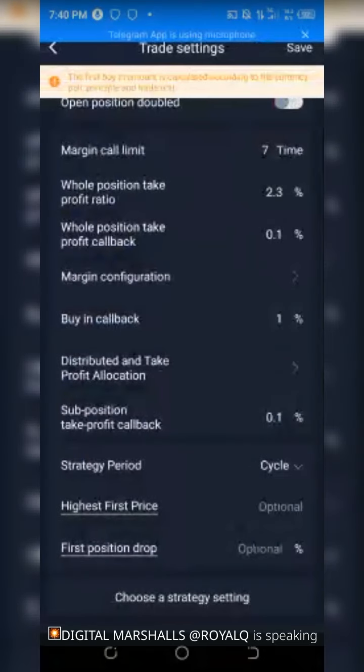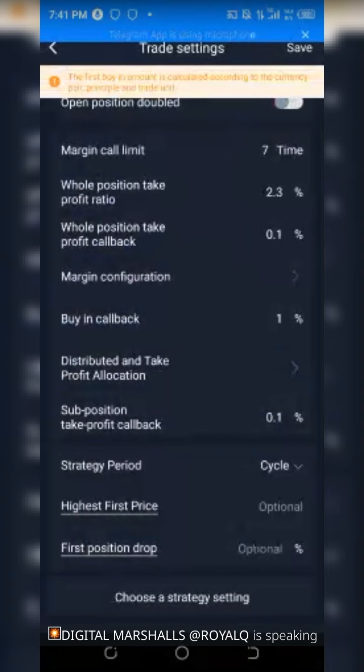So calls that are above the margin limits, we put them on sub-beam mode. So that's where we are going next. You click on confirm. After clicking on confirm, the sub position take profit callback is the same explanation that I gave in the position take profit callback: when the trade gets to 2.3% profit, goes further to 2.5% profit and retraces by 0.1%, the robot takes the profit for me immediately. So that's what the sub position take profit callback means.